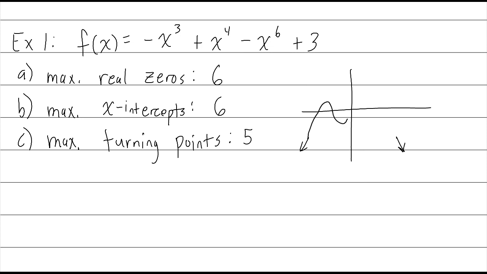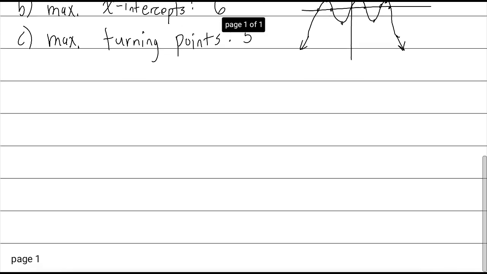1, 2, 3, 4, 5, 6. There we go. And the turning points: 1, 2, 3, 4, 5. The graph looks something like that. Okay. All right. Let's do another example. We didn't have to sketch the graph for that one, but, you know, why not?